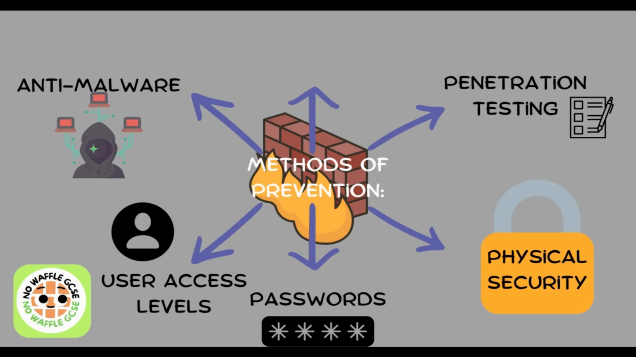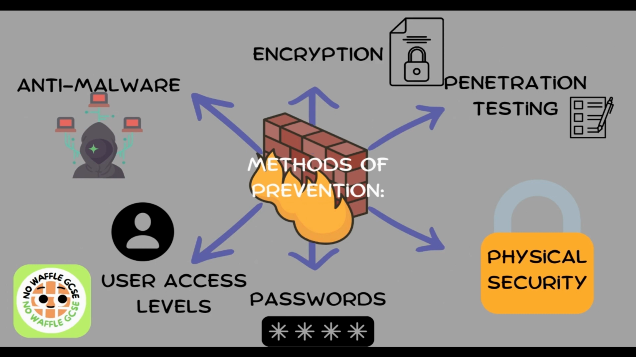And the final prevention method, encryption. This is when data is translated into a code which only somebody with the encryption key can access, meaning unauthorized users are unable to read it. Now, encrypted text is called ciphertext, while non encrypted data is called plain text. Now, encryption is essential for sending data over a network securely.